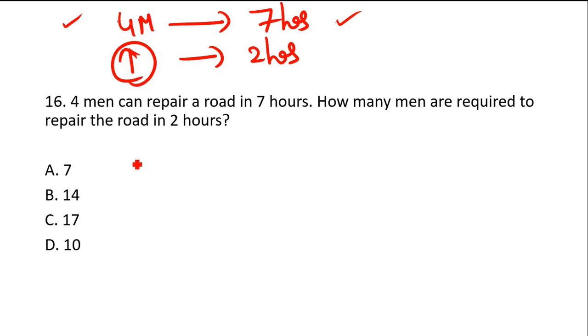So cross multiplication, it is 7 by 2 multiplied by 4. 2 ones are 2, 2 twos are 4, that is 14. 14 men were required. Option B, 14.